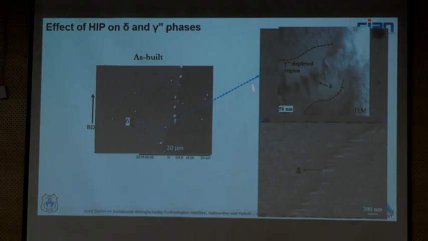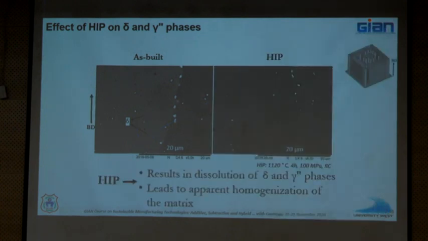Effect of HIP on these phases, delta and gamma double prime. That's also something we investigated a lot, and we found that if you HIP it under the right conditions, it can dissolve the delta and gamma prime phases and lead to a much more homogeneous matrix, as you can see here. So not only are the defects gone, these kind of phases are also effectively taken care of during hipping, right?